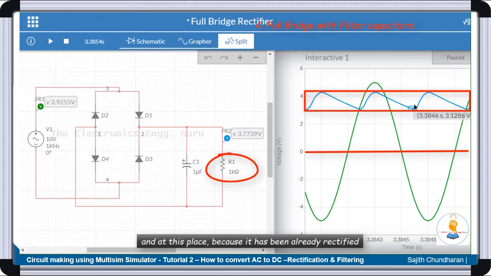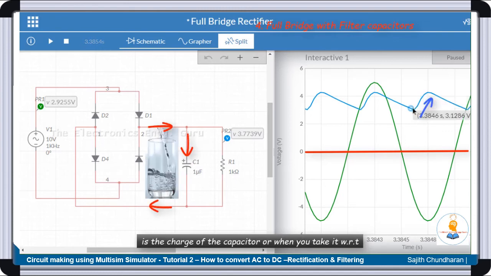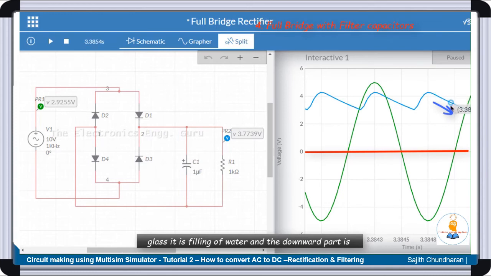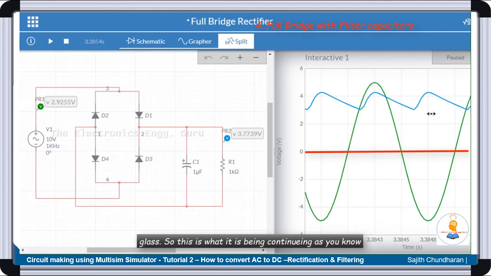And at this place, because the signal has already been rectified, the voltage after rectification goes from 0 again to the positive, and at this particular point the capacitor again gets its voltage and charges again. So the upper part in this blue curve is the charge of the capacitor, or with respect to the glass, the filling of water, and the downward part is the discharge of the capacitor, or removal of water from the glass. So this is what continues.